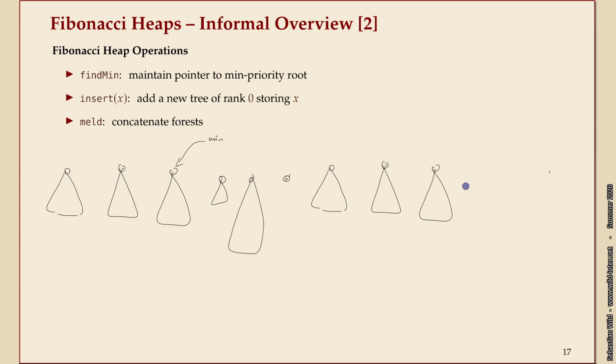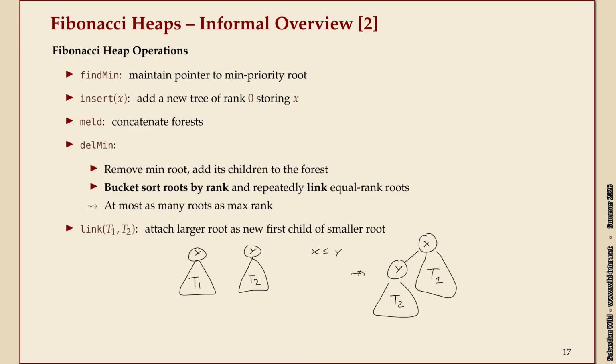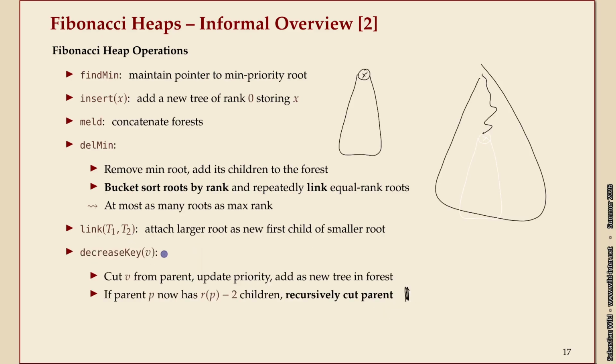Insert, well, add a new tree. Find min, it's going to be one of the roots. Meld, just concatenate all the trees. All the complication is in delete min, and maybe in decrease key. In an ideal world, decrease key would be only the first step: rip this guy out of its tree, make it a new subtree, and stop there. That would be nice. Fibonacci heaps can't.